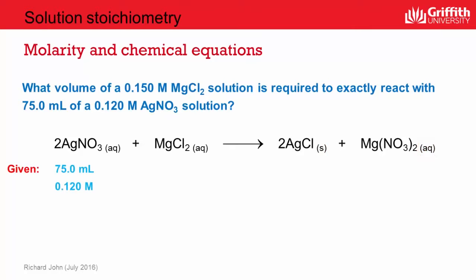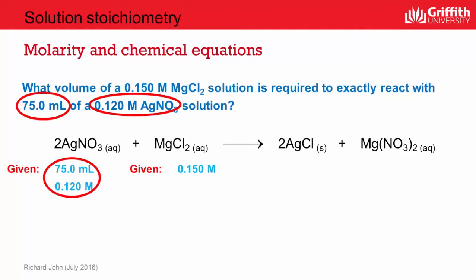What it's useful to do now is to write down the information that we've been given about each reactant and the information we've been asked to find. So we've been given the fact that it's 75 mils of 0.12 molar silver nitrate. And we've also been given information about magnesium chloride, and the concentration of the magnesium chloride solution is 0.15 molar. And all of that information about silver nitrate is given in the question. 75 mils, 0.12 molar silver nitrate.